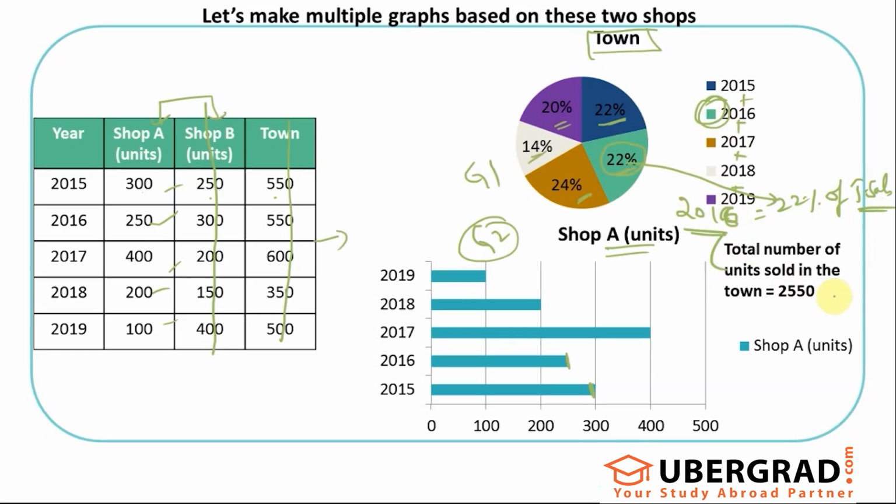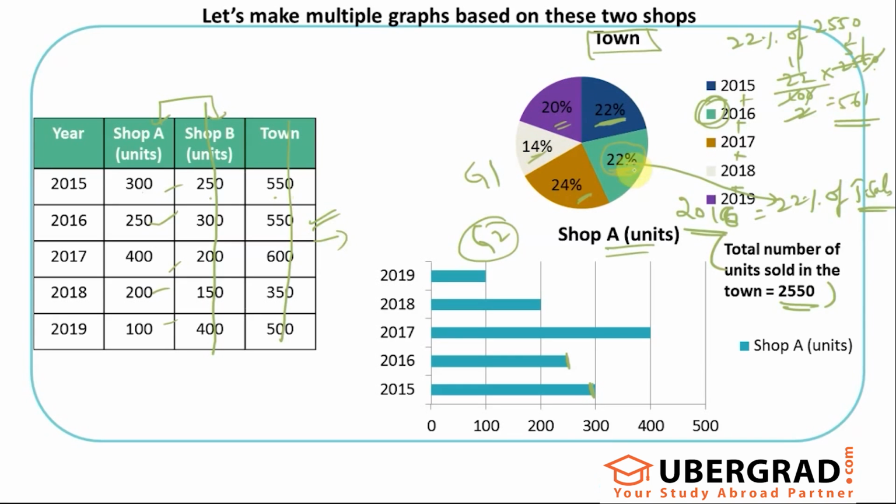For that reason, you'll also have a clue like this: the total number of units sold in the town is 2550. Now I know that the entire units sold in the town is 2550 over the 5 years. So how many units did the town sell in 2016? That is 22% of 2550, so 22 by 100 into 2550. 5 2s are 10, 51s are 51, 2 11s are 22, so 11 5s are 55 plus 1, 561. So it's 550 in 2016. The difference is because these percentages are approximated. Technically, you should be seeing 21 point something in decimals, but the graph is approximated.